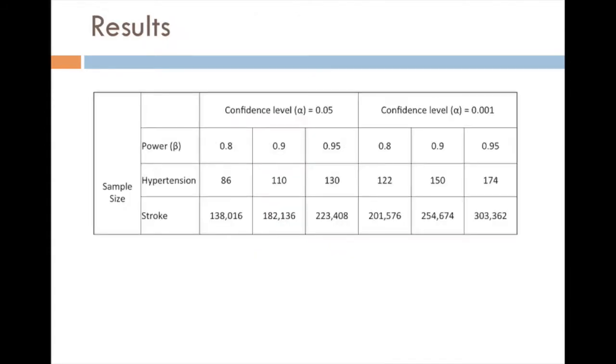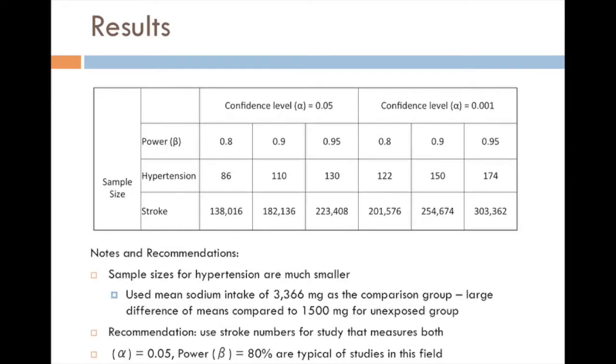We have provided this table to show a variety of options for sample size. It gives both values for outcomes of hypertension and stroke for varying levels of power and type 1 error rate. From the calculations, we have obtained the values in this table for proposed sample sizes. The example illustrates the importance of effect size.